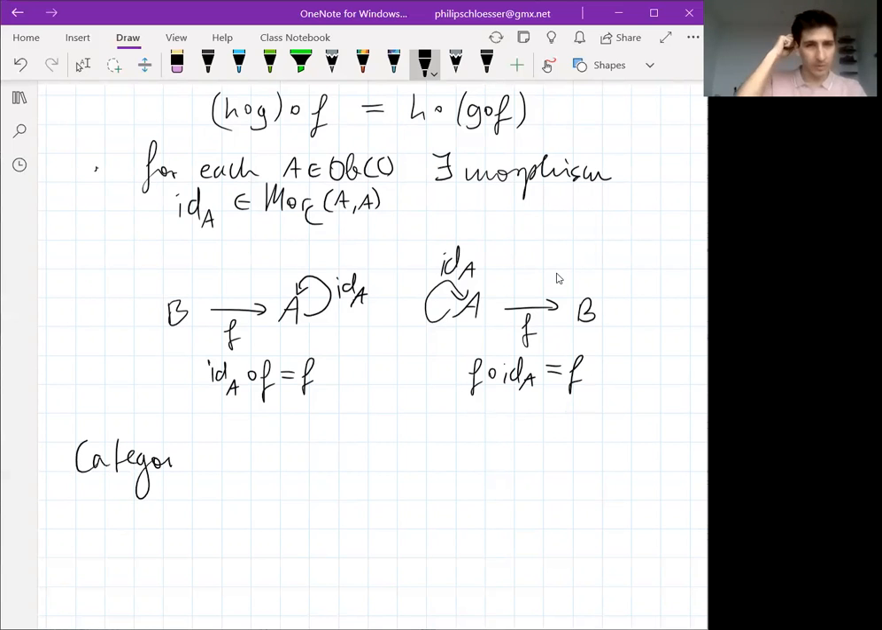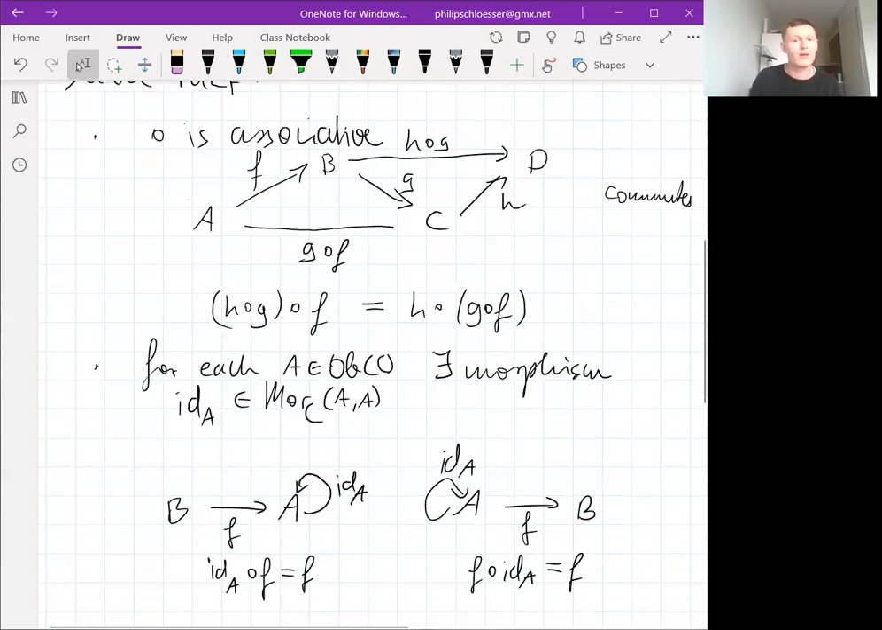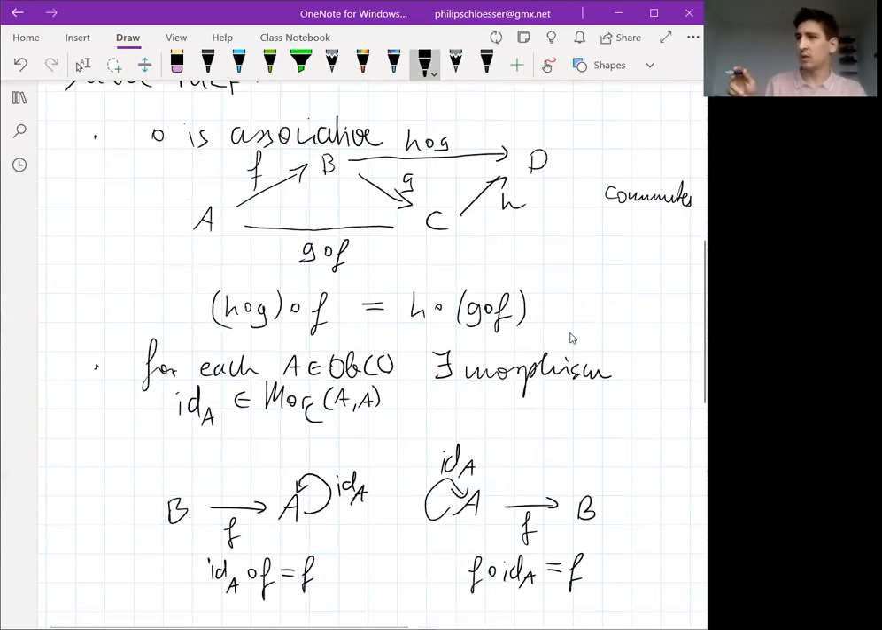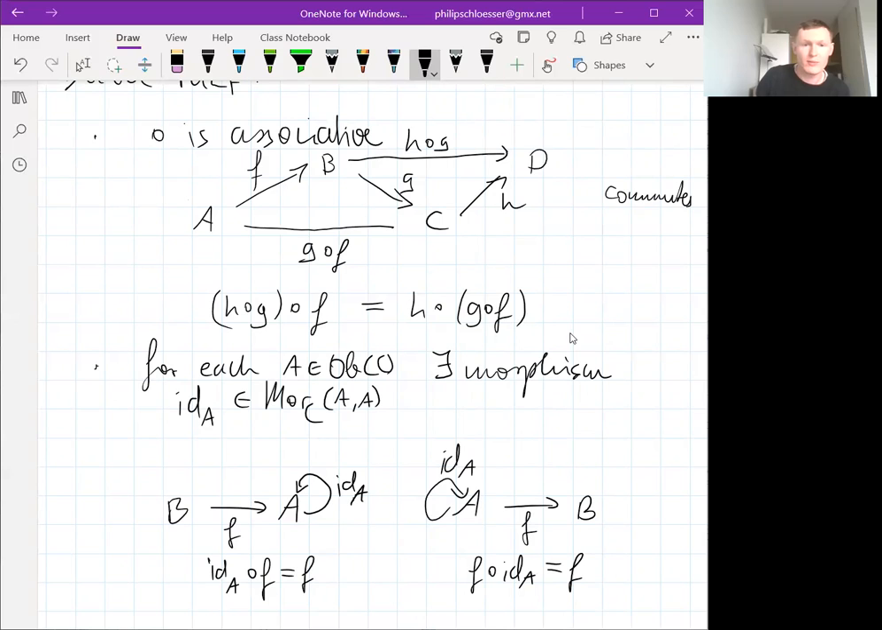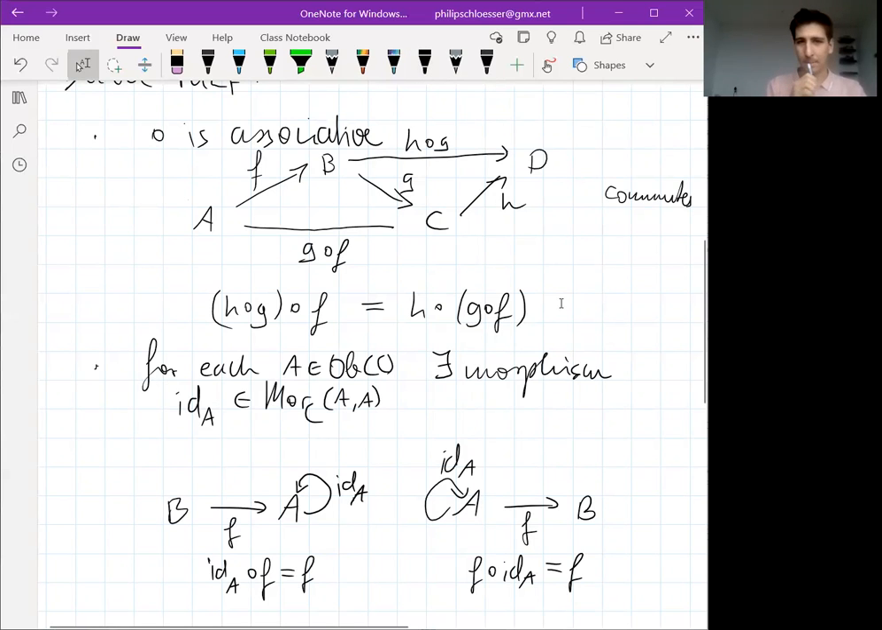Can I ask one more thing about the diagram, the top one? Yes. So the arrow going from B to D, you wrote h following g, but should that be the other way around? Does that not matter? That matters very much. And we always interpret the circle to mean after. So we have h after g, okay. Thanks.